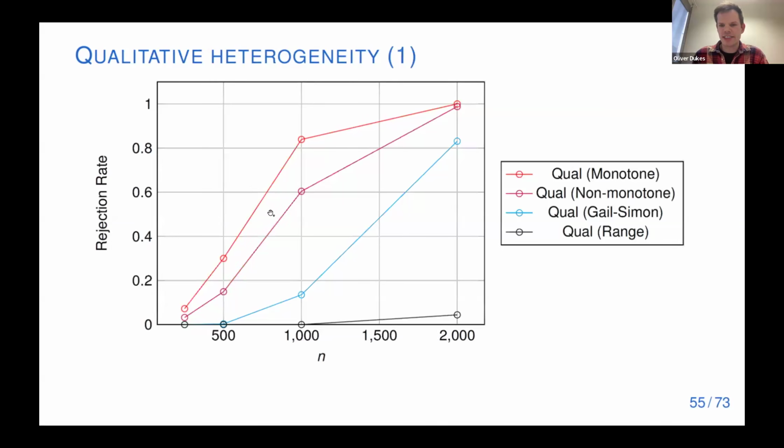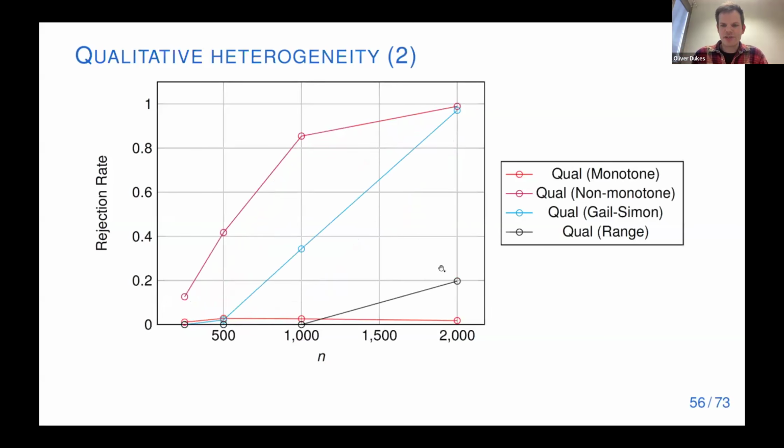For the qualitative heterogeneity, this is a slightly more nuanced picture, right? We compared our methods with the Gell-Simon test, where we also considered a sort of discrete categorization of the covariates, and also this range test. In terms of the power, we see that the monotone test is doing best, and this makes sense because we've chosen the right function class in that case. But the non-monotone test's power is slightly lower, and this reflects the fact that maybe we've chosen a more complicated class than is necessary, but the power is still pretty decent. And both of these methods are still outperforming the Gell-Simon and the range test.